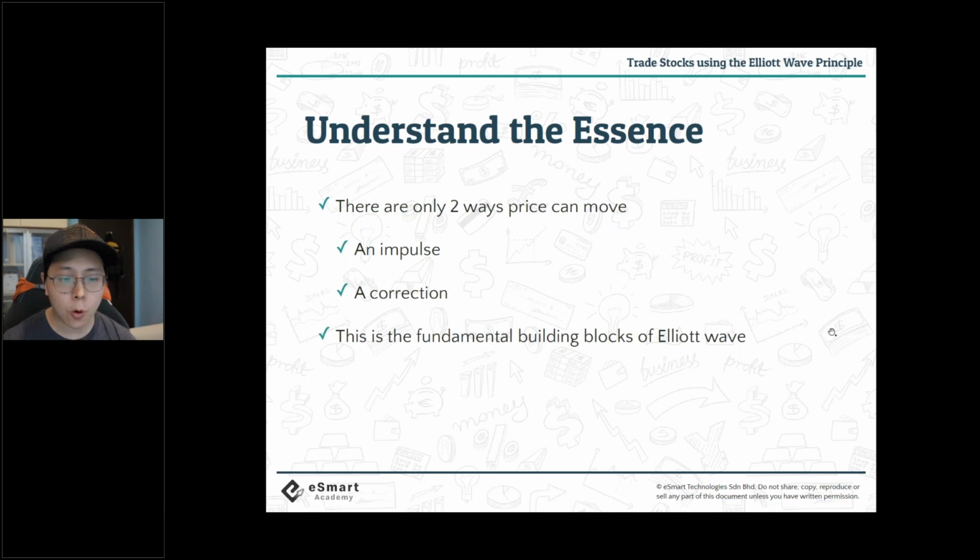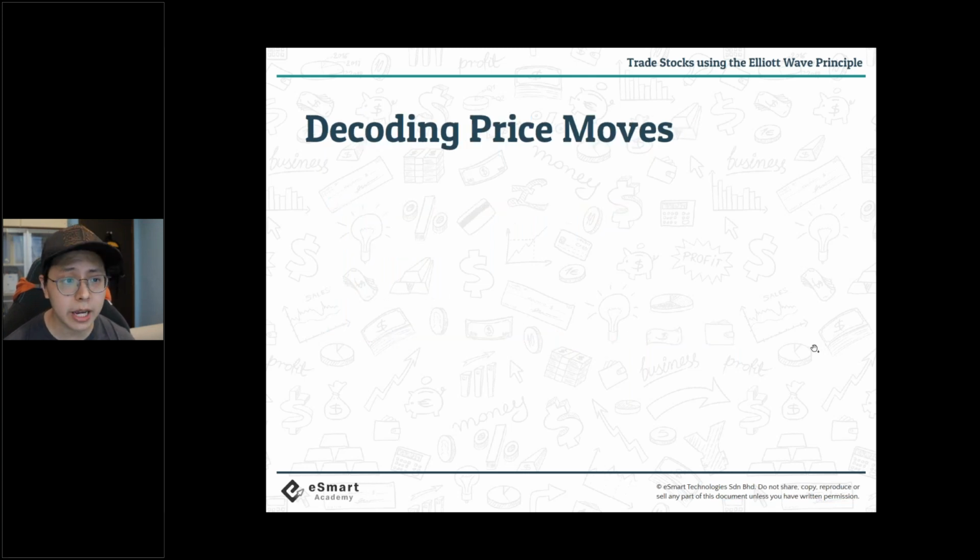Before anyone picks up the concept of labeling or the concept of Fibonacci in Elliott Wave, you need to first understand what an impulse is and what a correction is. Once you're able to do that, everything else is just simple. So today we'll focus on equipping you with this skill set of how to identify impulse and correction. We call this decoding the price move. Once you equip yourself with this skill set, you will look at technical charts very, very differently after today.